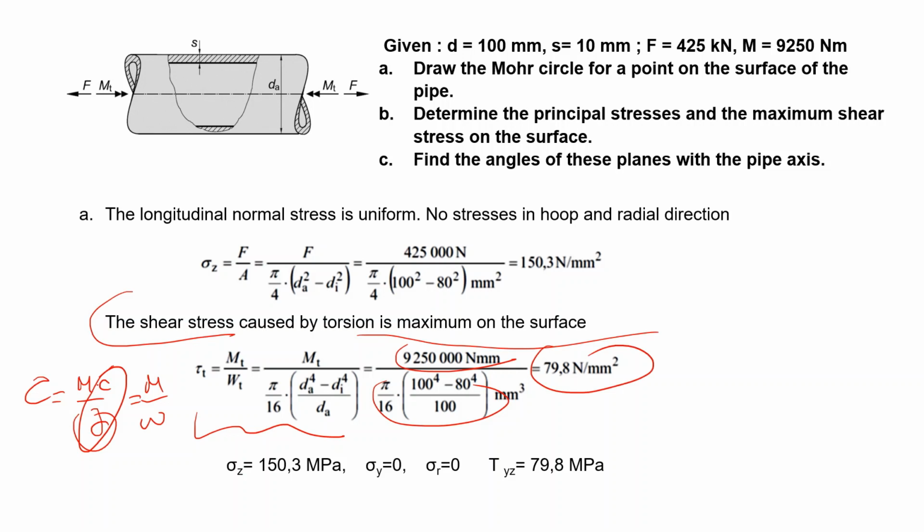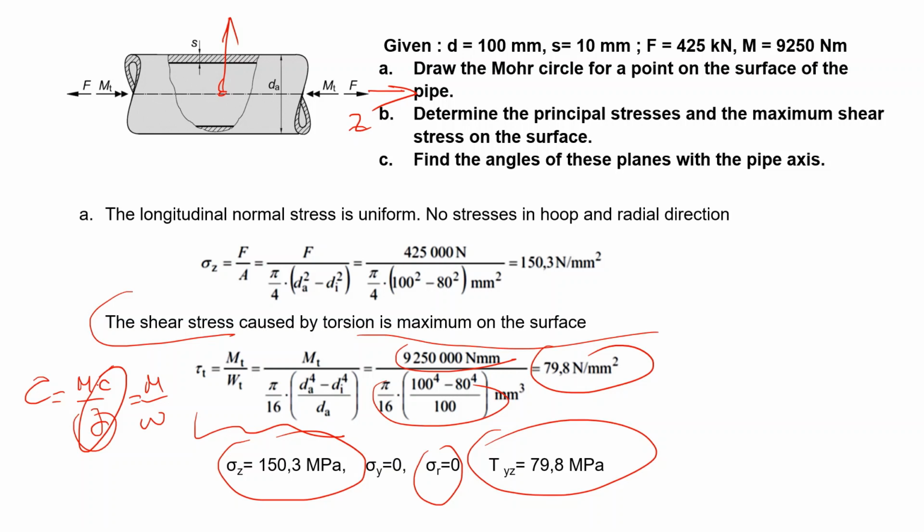79.8. So in this case, I have a sigma z 150, which is this direction, and I have a tau yz 79.8. And in the radial direction, that is this direction, there is no normal stress. Okay.